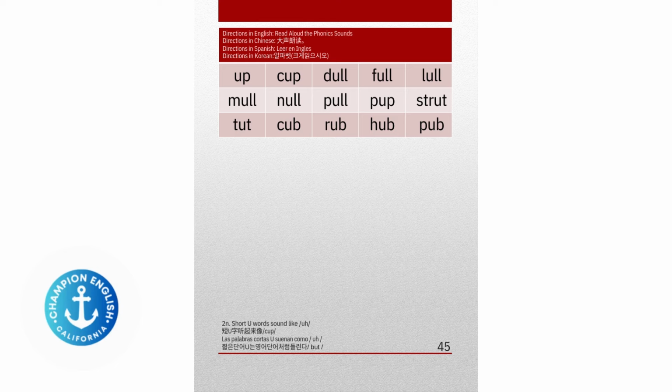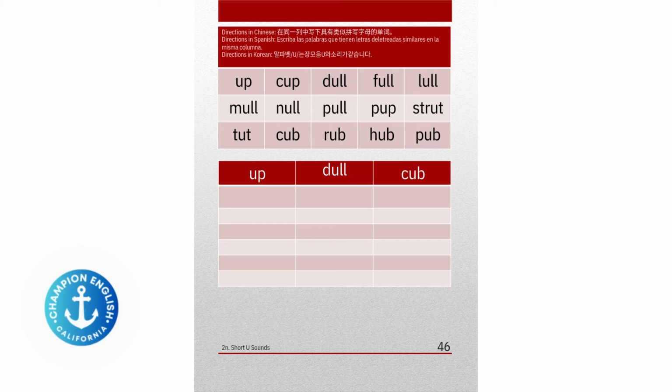Great job, students. Now go ahead by yourself or with a partner. Sound out each word 2 or 3 times. Now, students, we're going to put the words that we have just sounded out into the right column. So in the first column, we have up. Secondly, we have dull. And in the third column, we have cub. Can you say those words together? Up, dull, cub. So if the word ends with up, you can put it in the up column. Or if it ends with ull, put them in the second column with the ull. Or if it ends with ub, you can put it in the third column with the ub words over there.